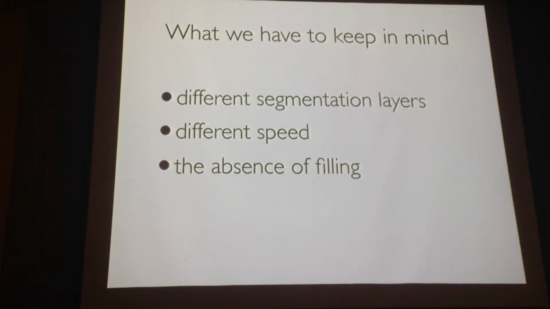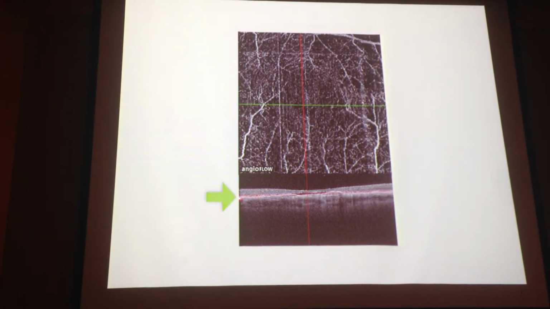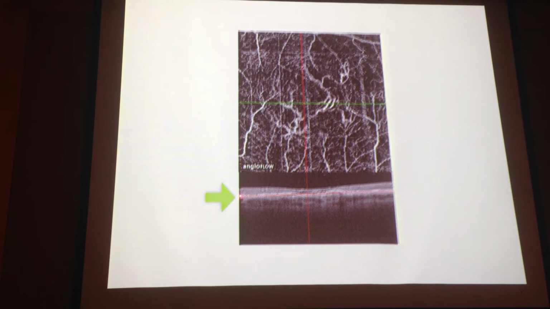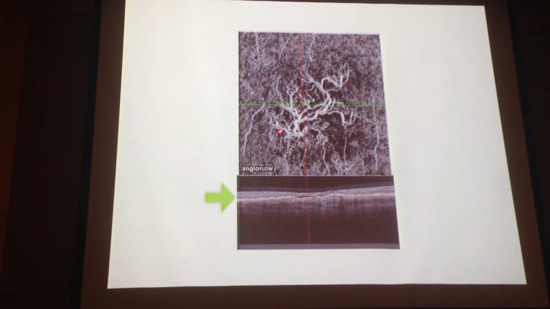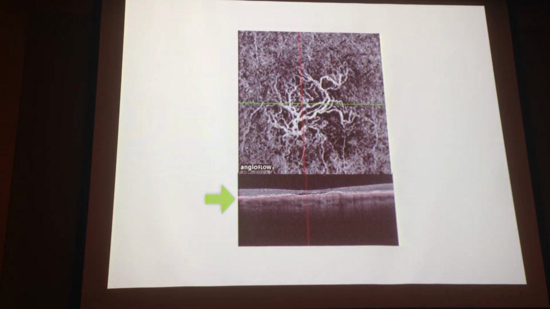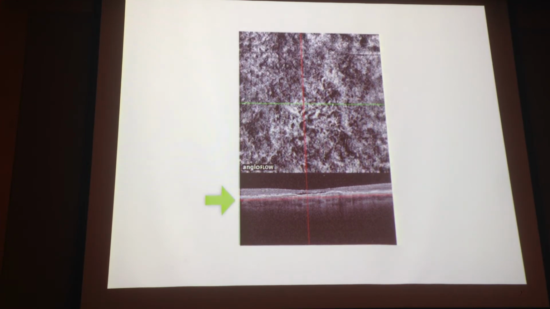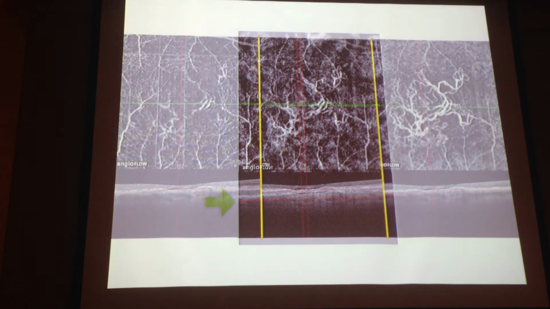What we have to keep in mind when we look at angio-OCT: different segmentation layers, different speed, and the absence of filling. Now, just to go to a different segmentation, this is a patient, and just look at how small the changes here of the segmentation are, and the image of the choroidal vascularization can be visible or not, depending on just a little movement of our segmentation slab.